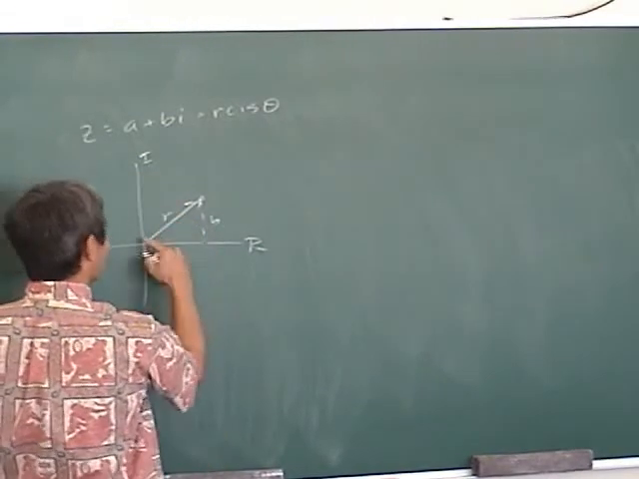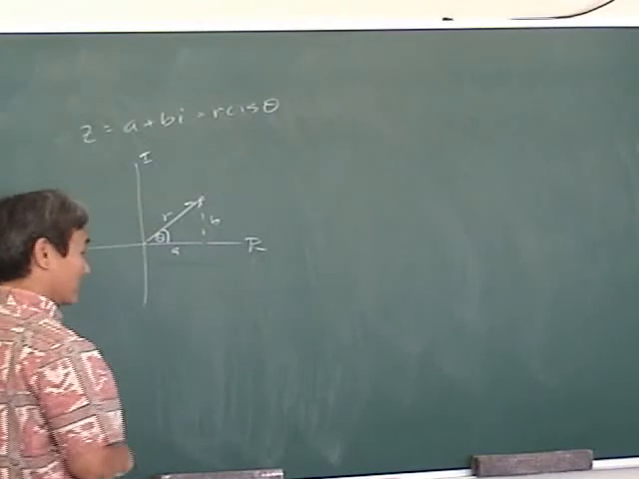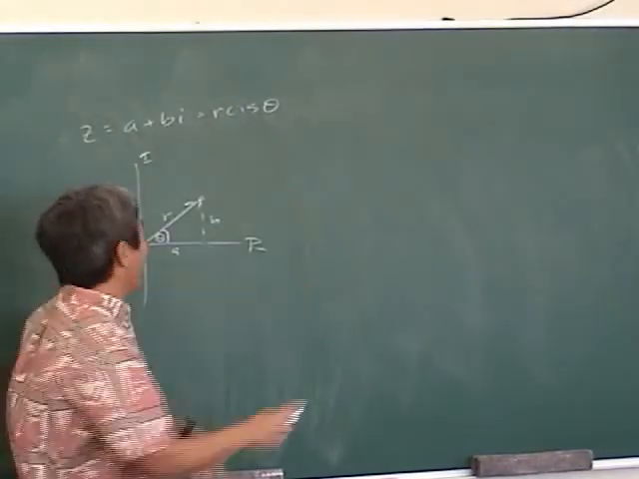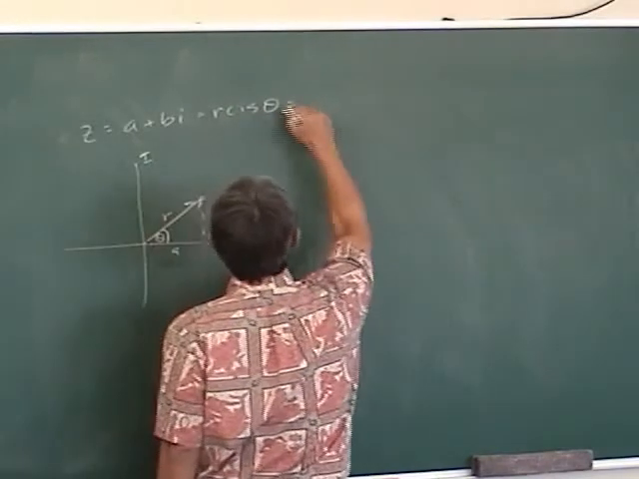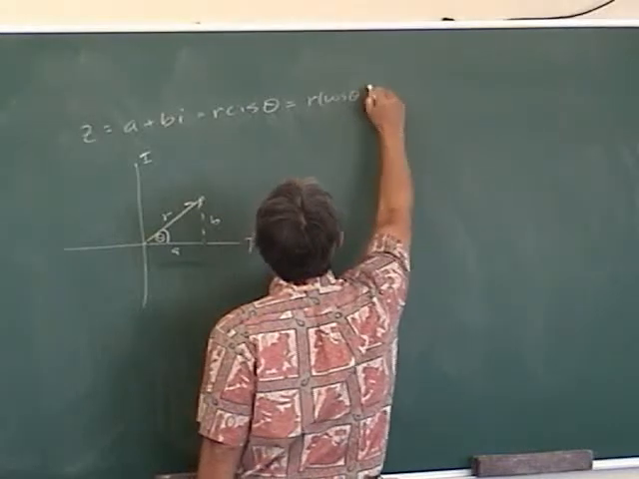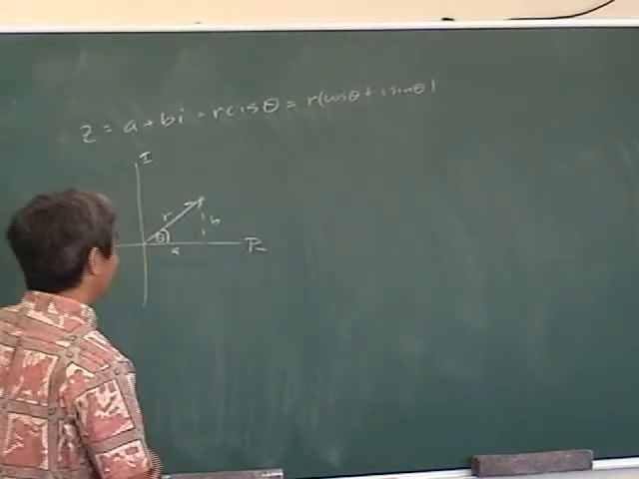R is the distance you are from the origin, and theta is this angle over here. Hey, that's polar coordinates, Mr. Park. Yes. R kiss theta. And kiss, you see this kiss? Kiss is simply an abbreviation for cosine theta plus i sine theta. That's what kiss stands for.